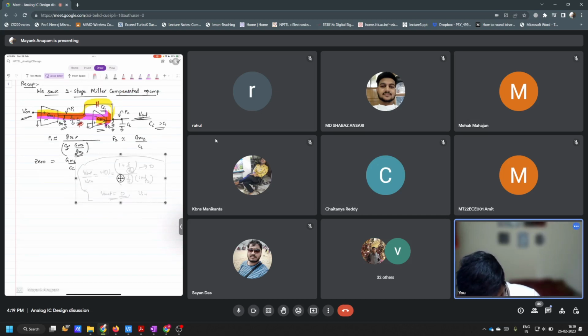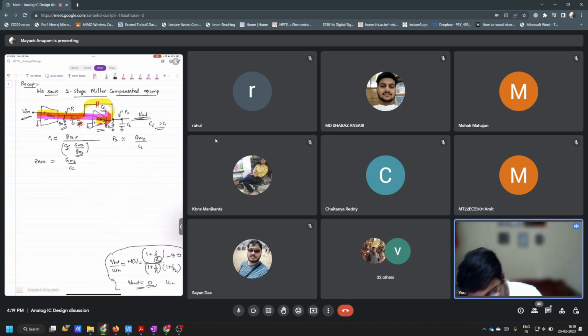One second. So let me put it here. Yeah. So here also you see what is happening. We have these two paths, right? One through CC and the other through GM2. Okay. Now these two paths have different phase shifts, isn't it?